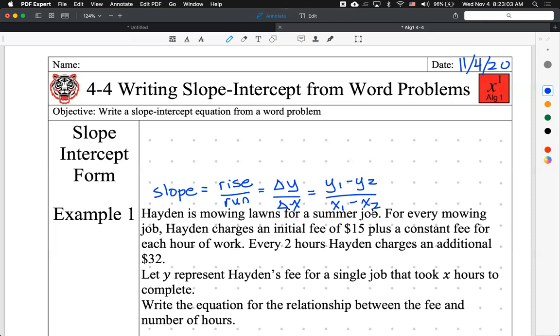Perfect. So these are all the equations that we know for slope, but we should also know what slope-intercept form is. This is half the battle, and then we have to find the intercept. But what is slope-intercept form? It's y equals something, something, something. Yeah, Yesenia? There it is. Y equals mx plus b.